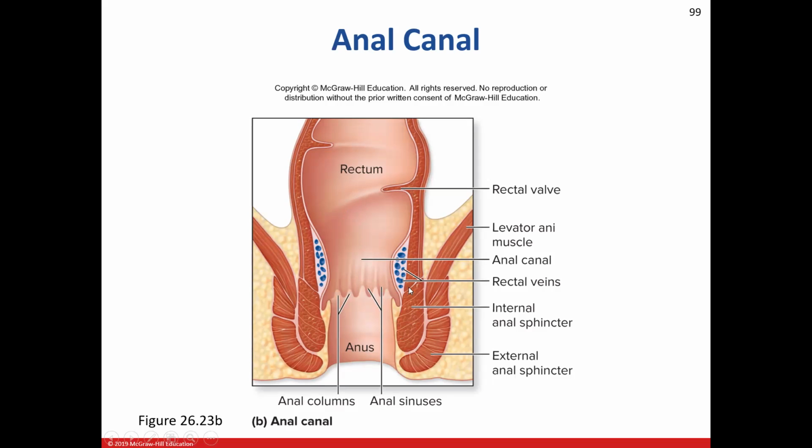And then you can also see you have the internal anal sphincter, which is made up of smooth muscle, so it's involuntary. And then you have the external anal sphincter, which is made up of skeletal muscle, that's voluntary. And as we move upwards, you can notice that it's part of the levator ani muscles that help to make up your pelvic floor.